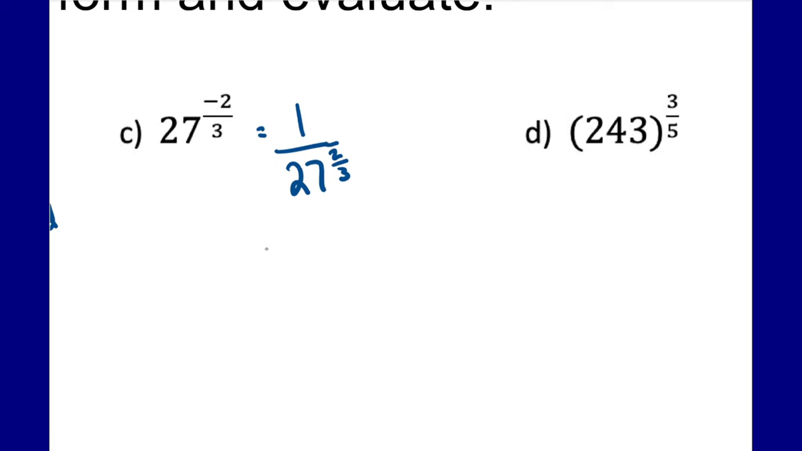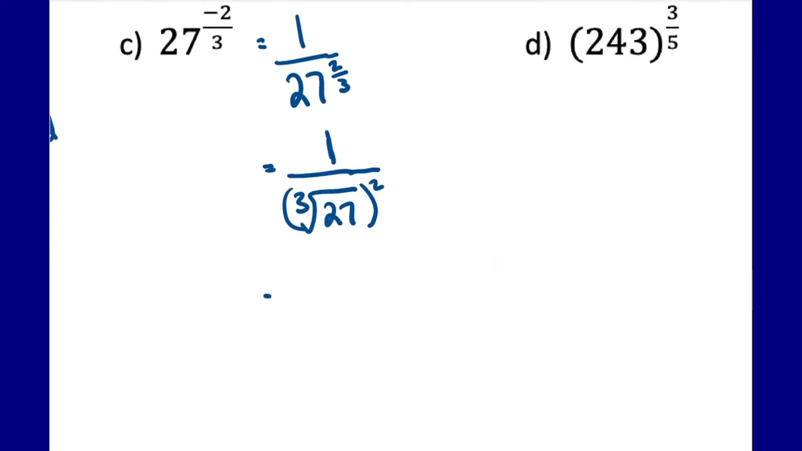In this case, now I can simplify that denominator and turn it into a radical. So in this case, it becomes 1 over the cubed root of 27 all squared. I can simplify this or evaluate it. So this is the radical form. Looks a little bit confusing, but it is the radical form. We have a root there.